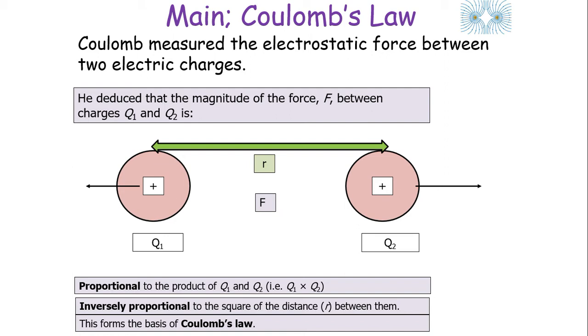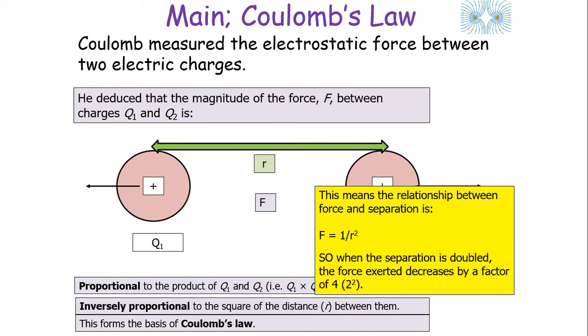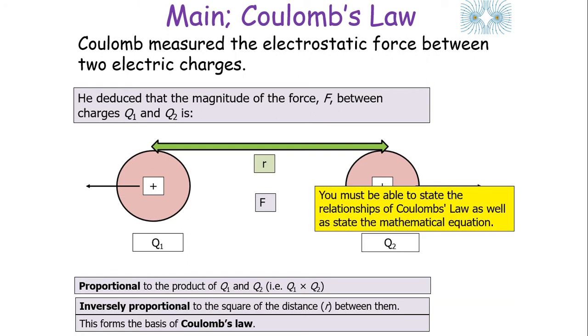Firstly, the electrostatic force is proportional to the product of the two charges that produce this electrostatic force, and it's inversely proportional to the square of the distance between them, which forms our basis of Coulomb's law. So the relationship between the electrostatic force between two charged objects and the separation of the two charged objects is F is proportional to 1 over r squared. So when the separation is doubled, the force exerted decreases by a factor of 4 because it's 2 squared.